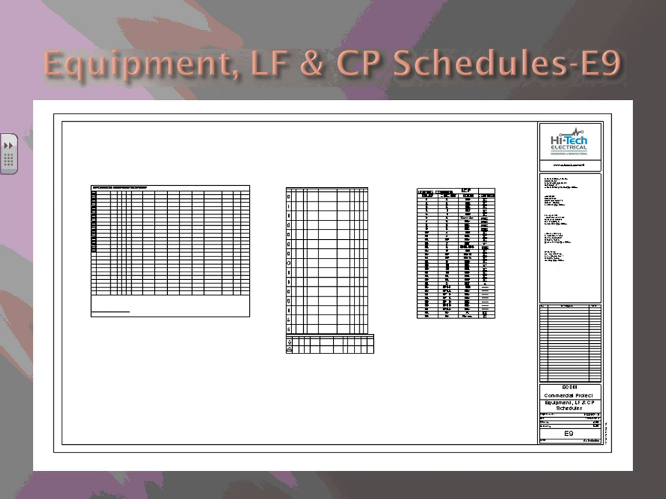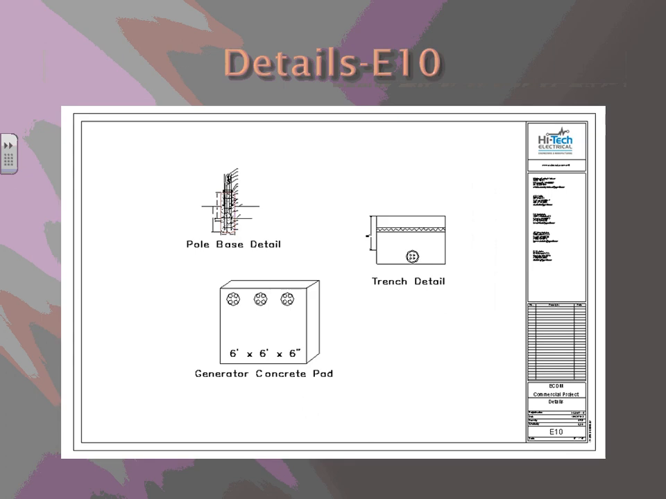Equipment, lighting fixture, and control panel schedule. I took a snippet of this, and you could probably tell I just can't really see anything in here. That's just because it came from the AutoCAD drawing. This is the control panel. Details diagram, just some basic details on the generator concrete pad, trench detail, and the pole base.